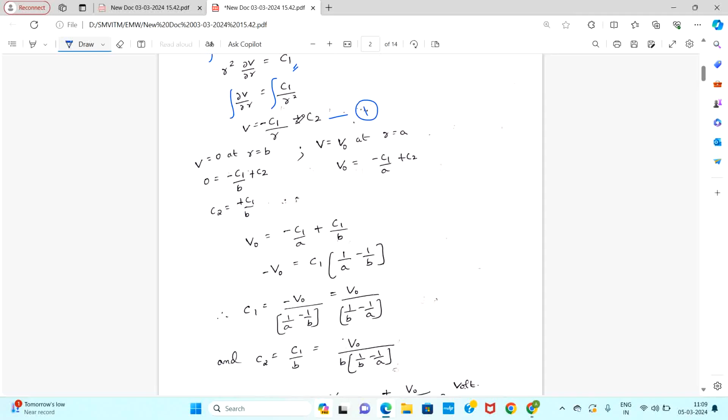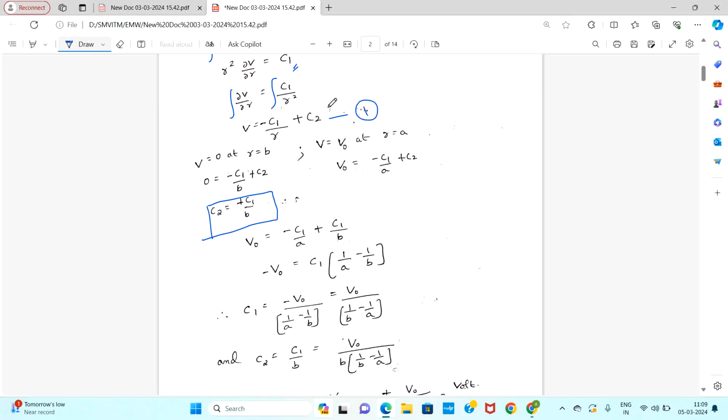So I've taken V as 0 in this equation and made R as B. And here you can just rearrange the terms and find out what is C2 in terms of C1. So I got this expression here. C2 is equal to C1 by B. I'll take the second boundary condition now. The second boundary condition is V is equal to V naught, where R is equal to A.